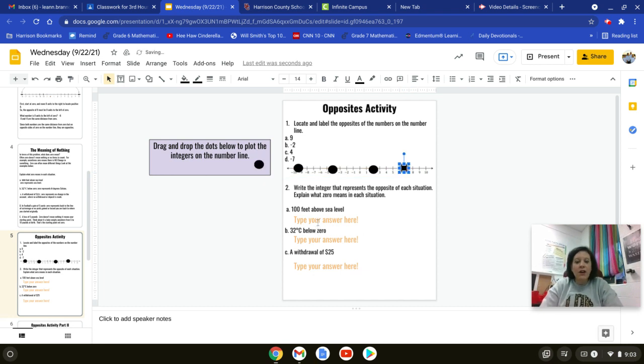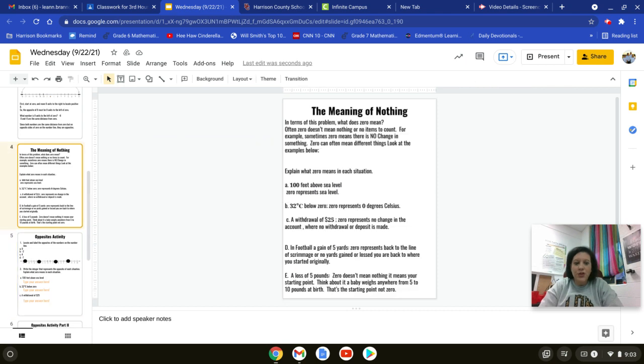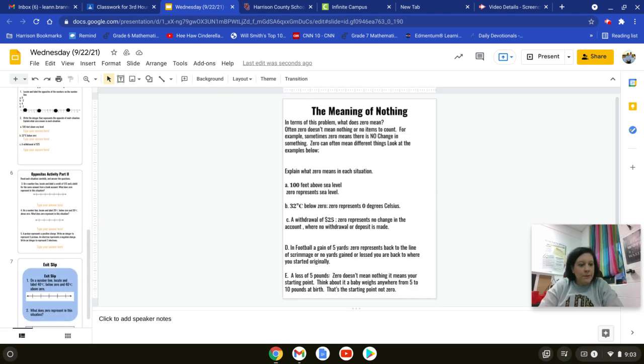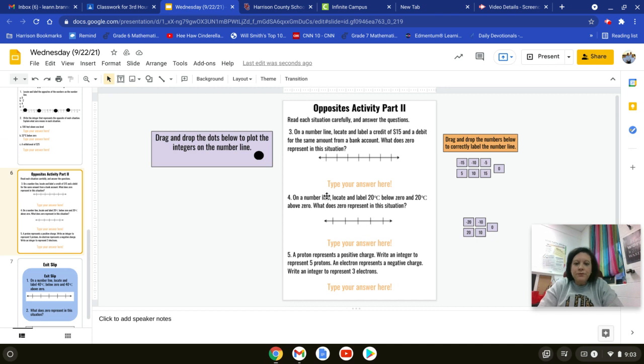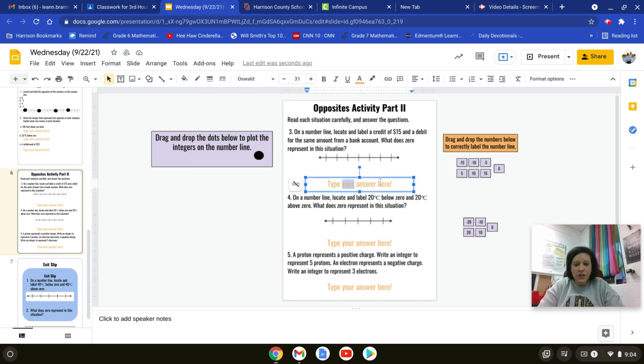Then you go down here and you type in, what does 0 mean in terms of this problem? And again, every example is up here on slide 4. Just read it again. All right. This time, on the next one, read each situation carefully and answer the questions. On the number line, locate and label a credit of $15 and a debit from the same amount. And then down here, you're going to type, what does 0 mean in terms of that problem?